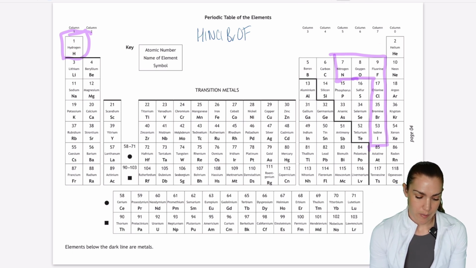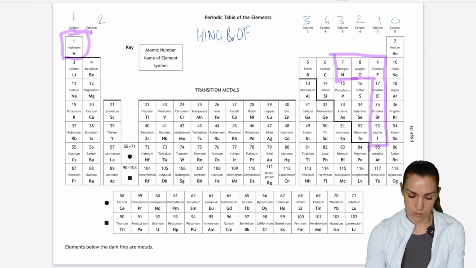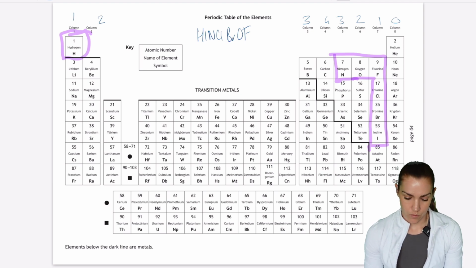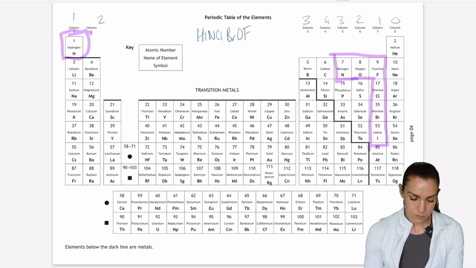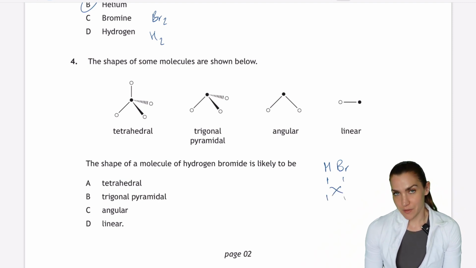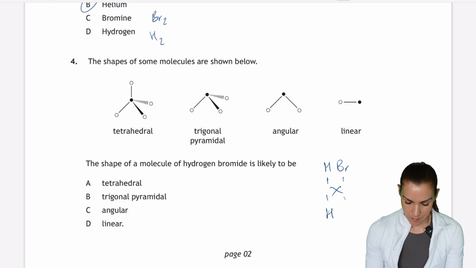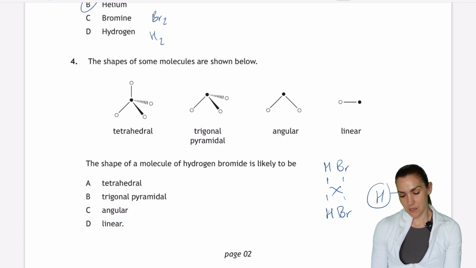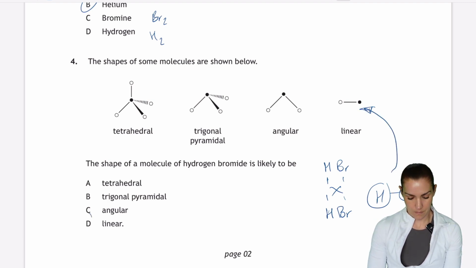Just remember the valency pattern goes 1, 2, 3, 4, 3, 2, 1, 0. So that's the bonds that each of those groups of elements can make. So then we've got the valencies 1 and 1, we swap them, gives us 1 and 1. We can't simplify that ratio, so the formula ends up as HBr. That means that we would end up with 1 hydrogen atom, 1 bromine atom, so it's going to end up giving us that linear shape.